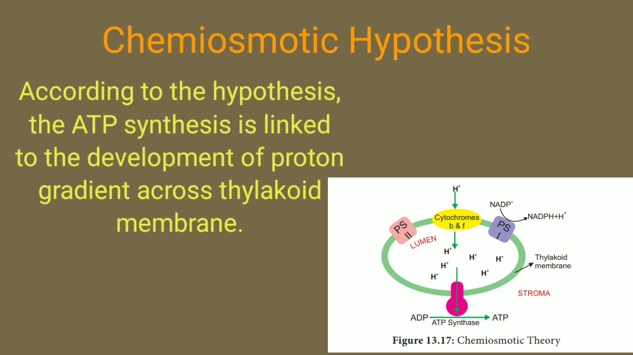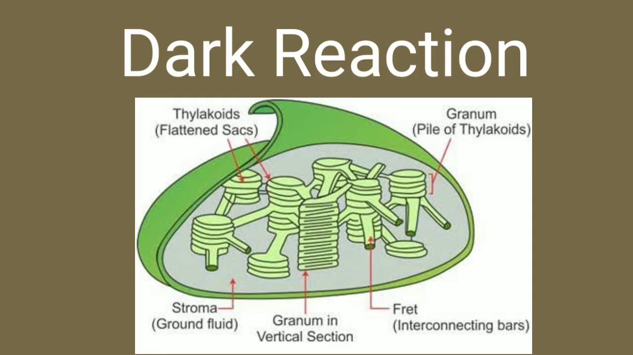And in that way, we get the assimilatory power, that is ATP, which is used in the synthesis of carbohydrate in the dark reaction. So let's come to the dark reaction now. As you know, what is the dark reaction? It is the second step of photosynthesis, where light is not an important factor. This dark reaction takes place in the stroma, the matrix of the chloroplast.